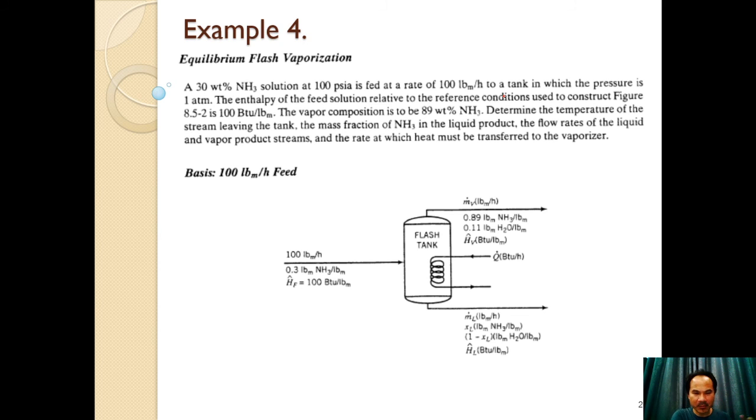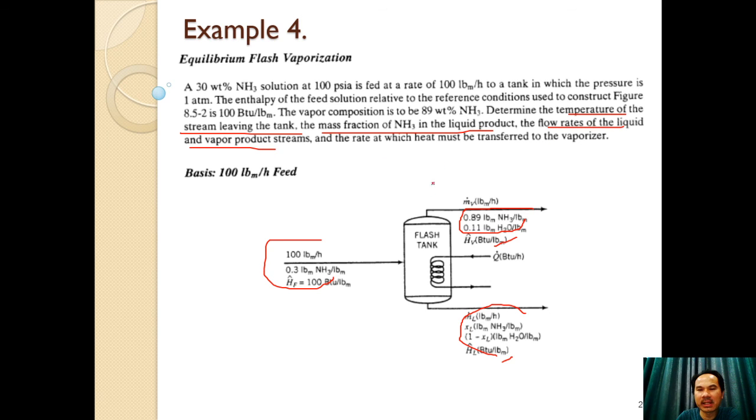For this case, we feed ammonia, and then in the tank we separate the vapor phase and liquid phase. The vapor composition is 89% weight ammonia. You know the composition of the feed, you know the composition of the vapor phase, and you don't know the liquid phase. Okay, determine the temperature of the steam leaving the tank. We don't know the temperature. And the mass fraction of ammonia in the liquid product, XL, and the flow rate of liquid and vapor product streams.